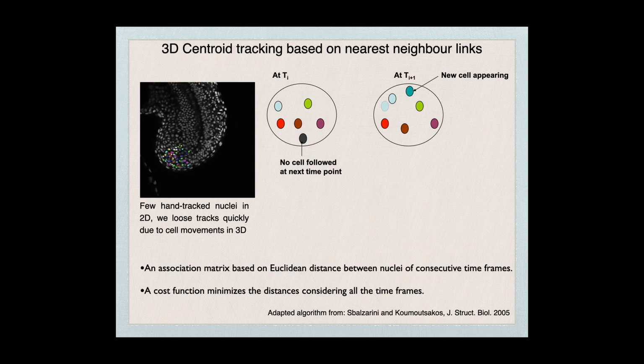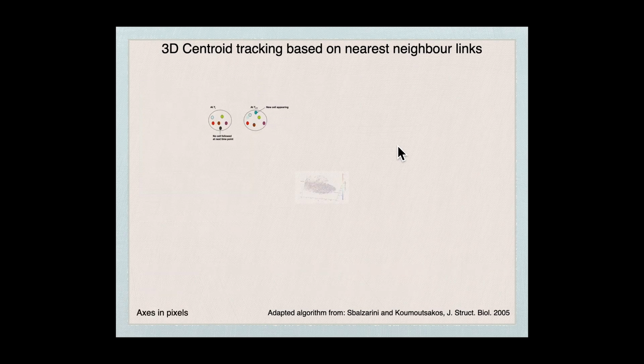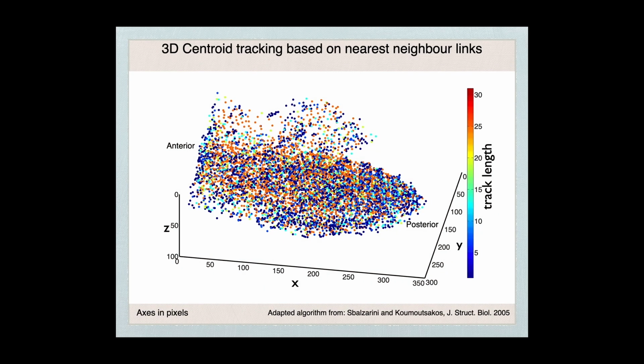Then using these 3D cellular features from the segmentation results, we customized a 3D centroid tracking algorithm based on the nearest neighbor links and computed the spatial and temporal cellular features. Here is the 3D tracking result showing the cellular tracks throughout the PSM.